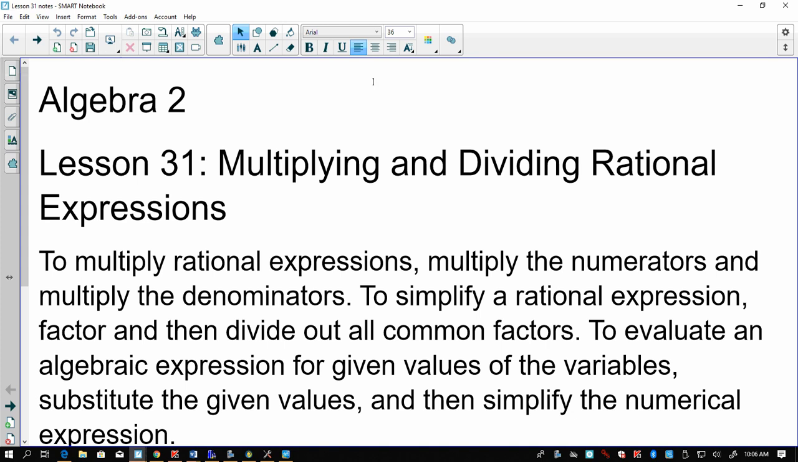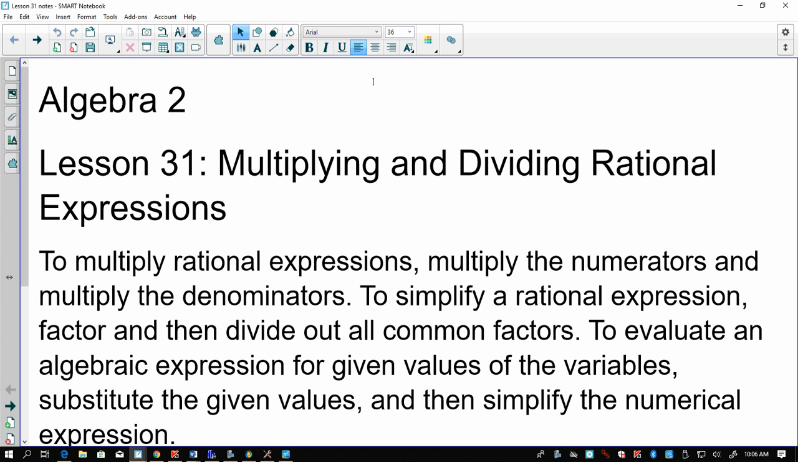All right, Algebra 2, Lesson 31. We're going to talk about multiplying and dividing rational expressions.